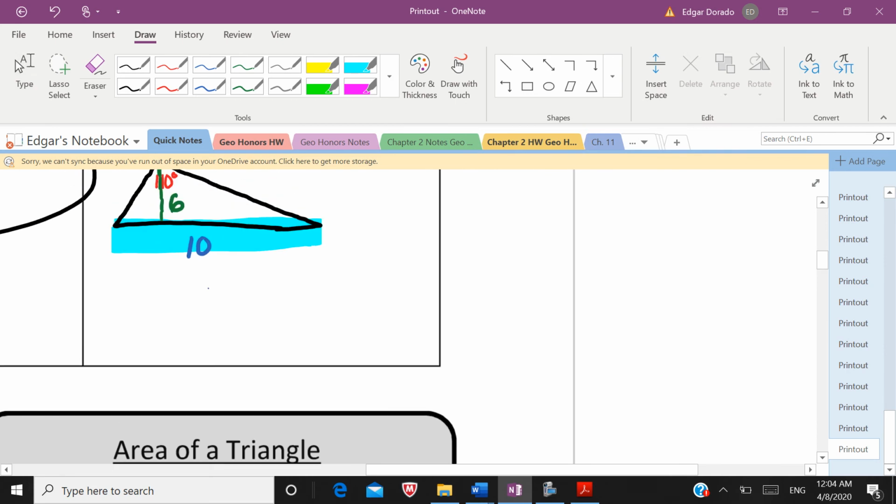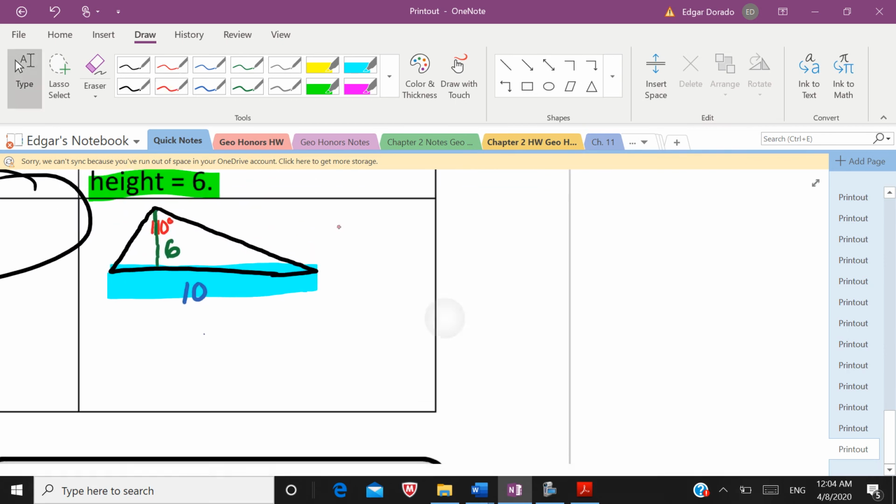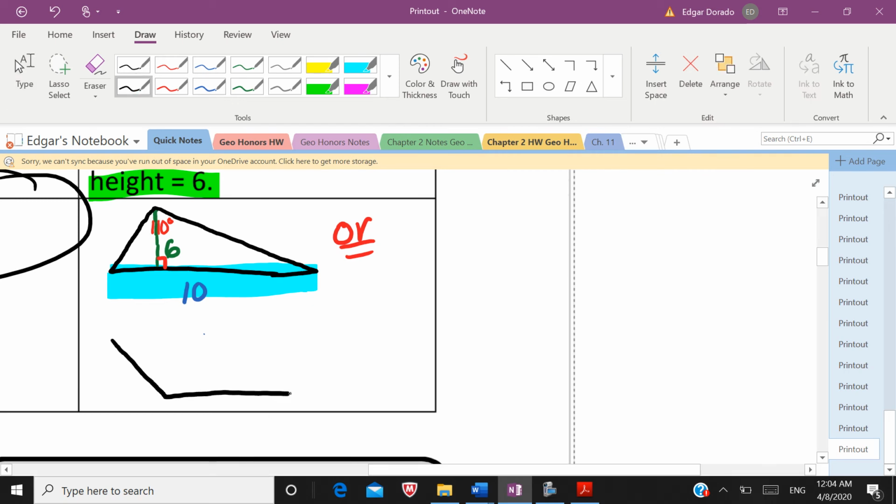And one big distinction that I need to make here, guys, is this. That's not the only scenario. You might not always have a height that is inside of the triangle. Sometimes the height is actually going to be outside of the triangle. So let me show you what I mean by that. Let's go ahead and still draw another scenario that meets all of the requirements from this particular prompt.